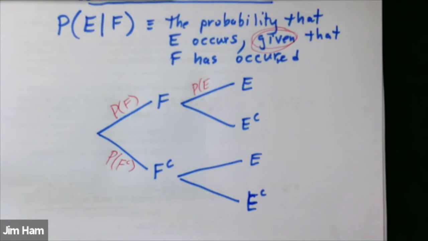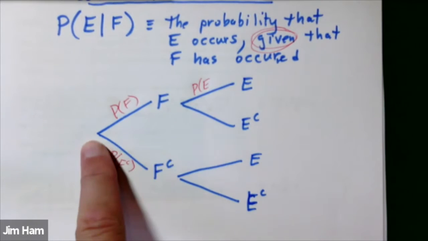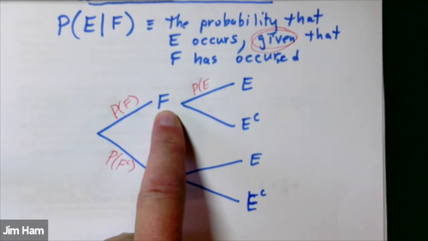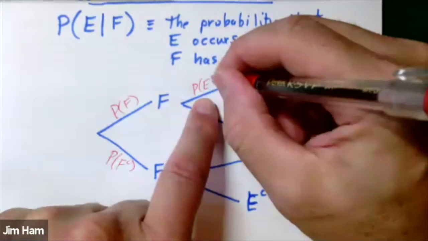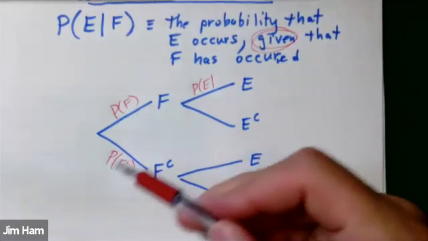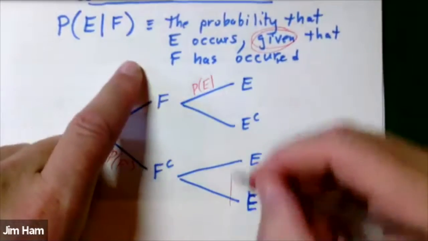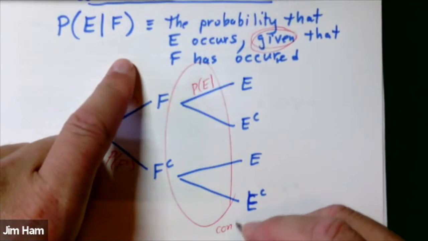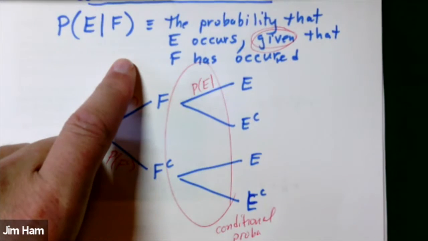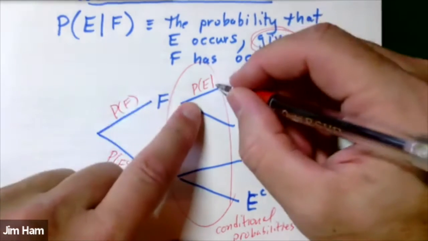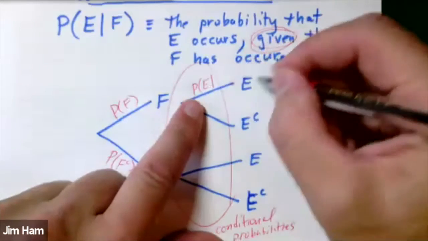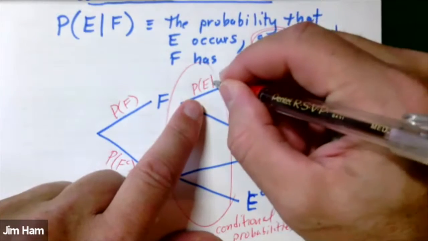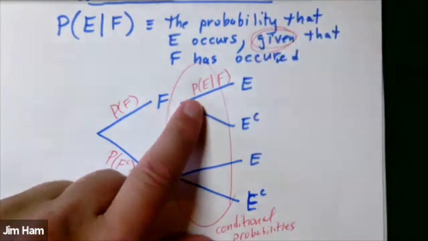And what has happened is that F has occurred. When we're coming up this branch, F has occurred. So every probability after the first, all of these will be conditional probabilities because something has occurred before this. This first one is the probability of E, because that's where we're going, but given that F has occurred, and we would write it that way.